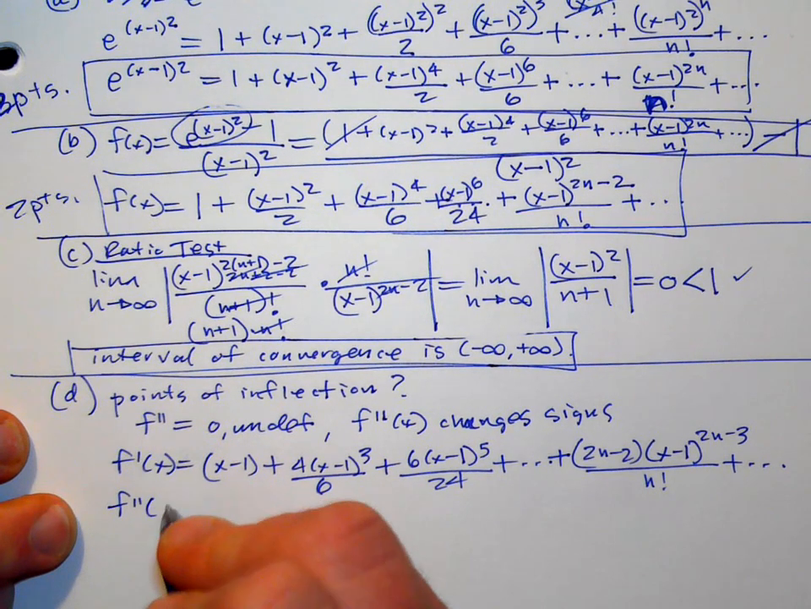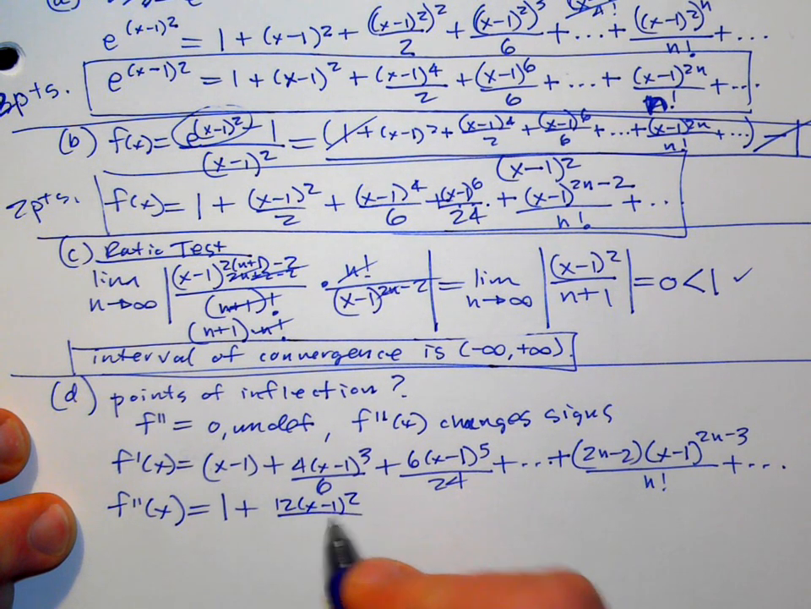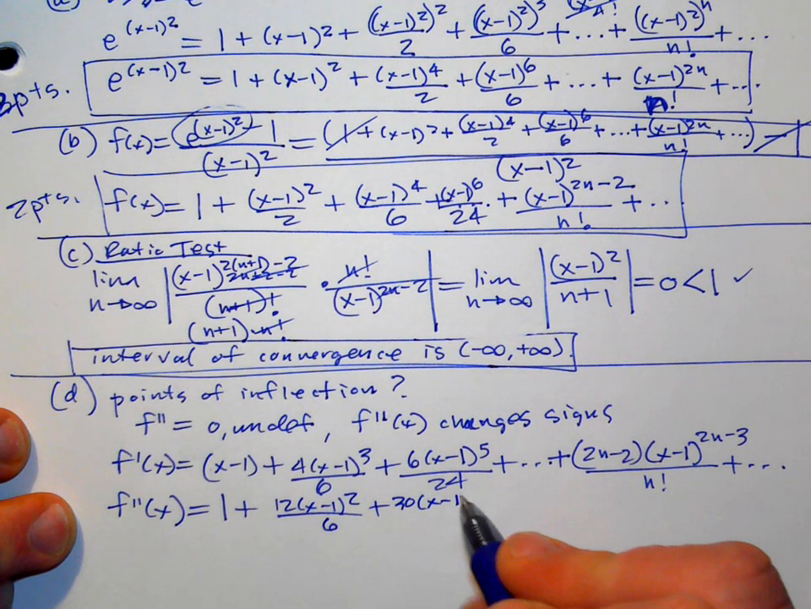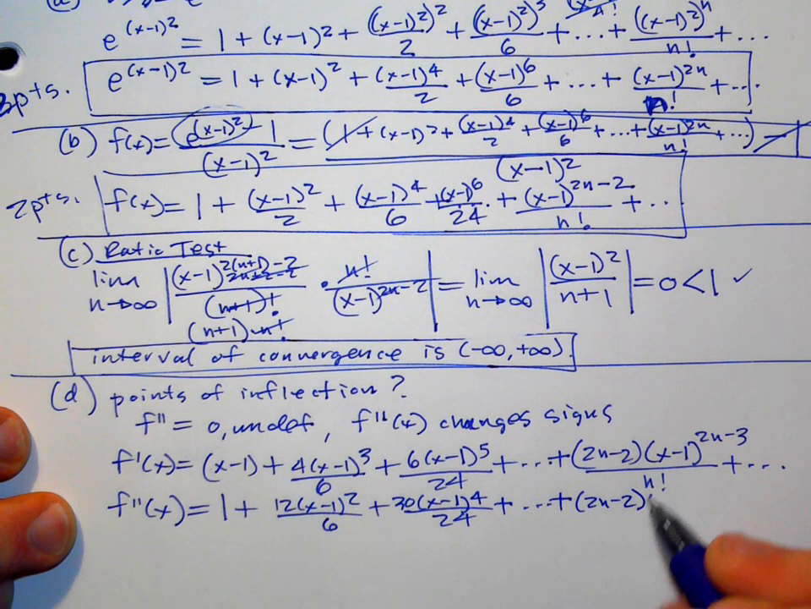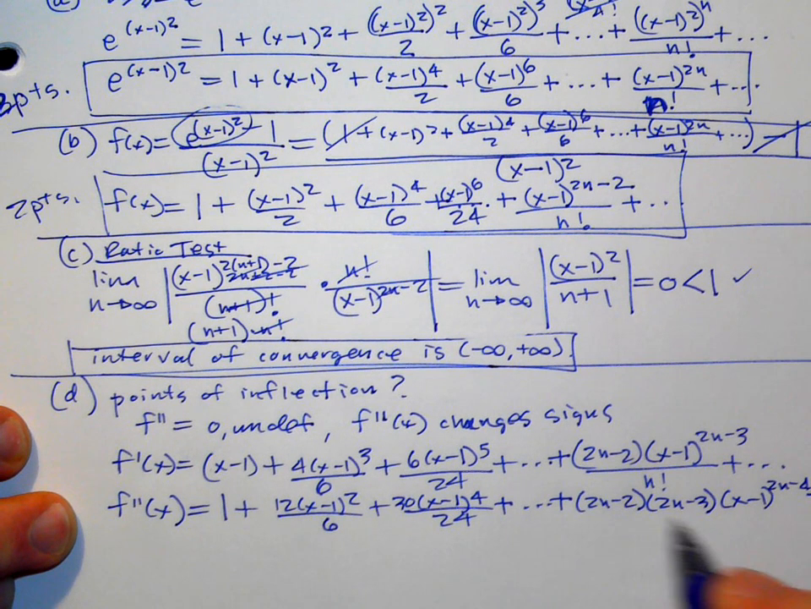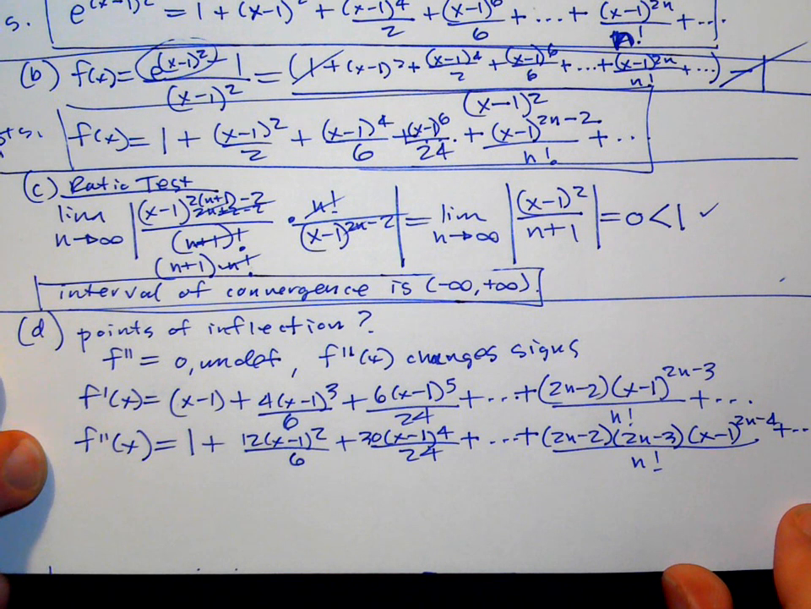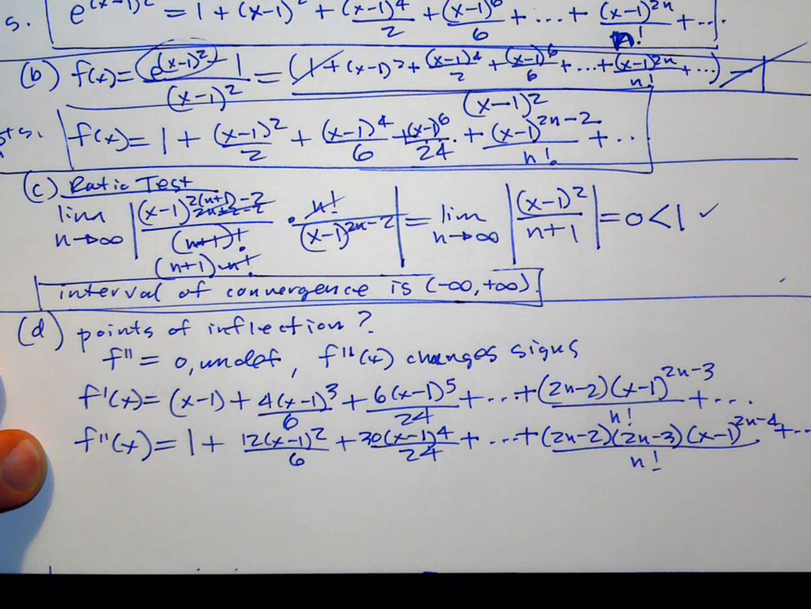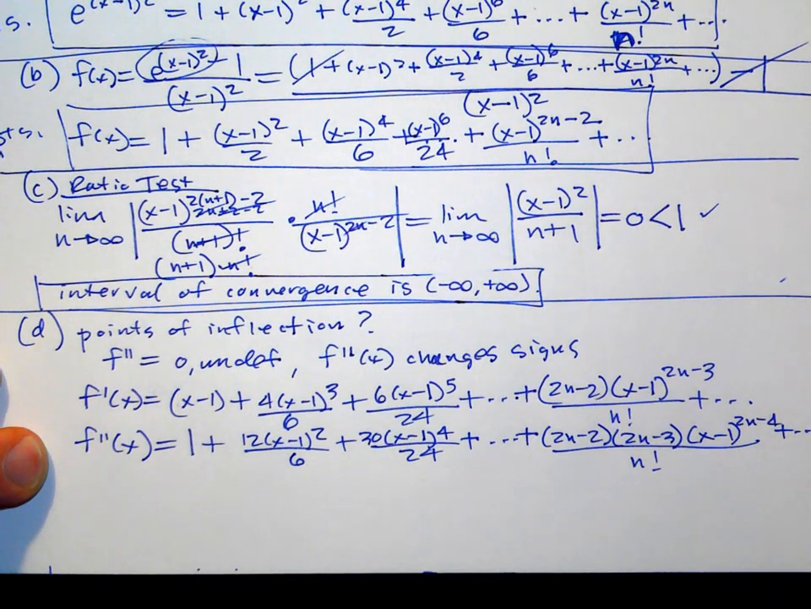The second derivative, just write it down right now, would be, the derivative of this would just be 1. The derivative of this would be 12(x minus 1) squared over 6 plus 30(x minus 1) to the 4th over 24 plus dot, dot, dot, plus (2n minus 2) times (2n minus 3) times (x minus 1) to the 2n minus 4, all over n factorial, plus dot, dot, dot. That's just power rule. Multiply by the current exponent, and decrease the exponent by 1. So this is kind of tricky, but let's see. We're looking specifically at x equals 1. This series where the graph has any points of inflection. Okay.